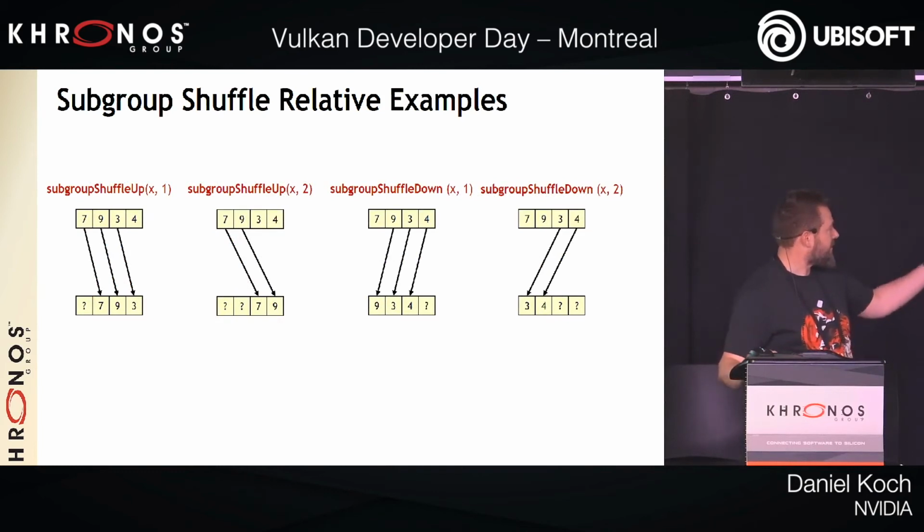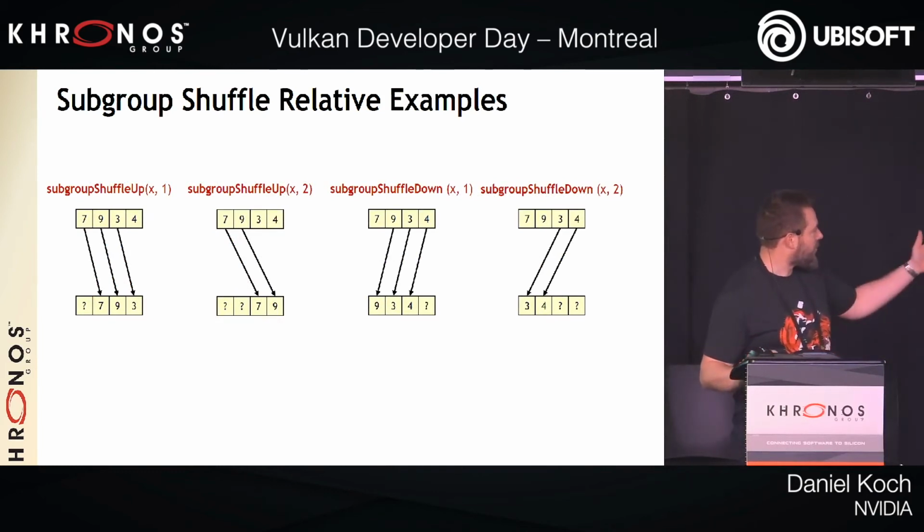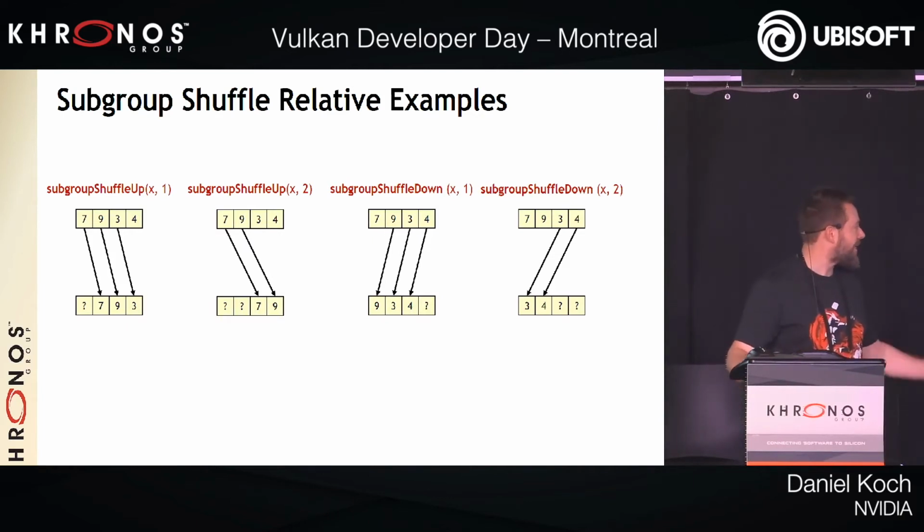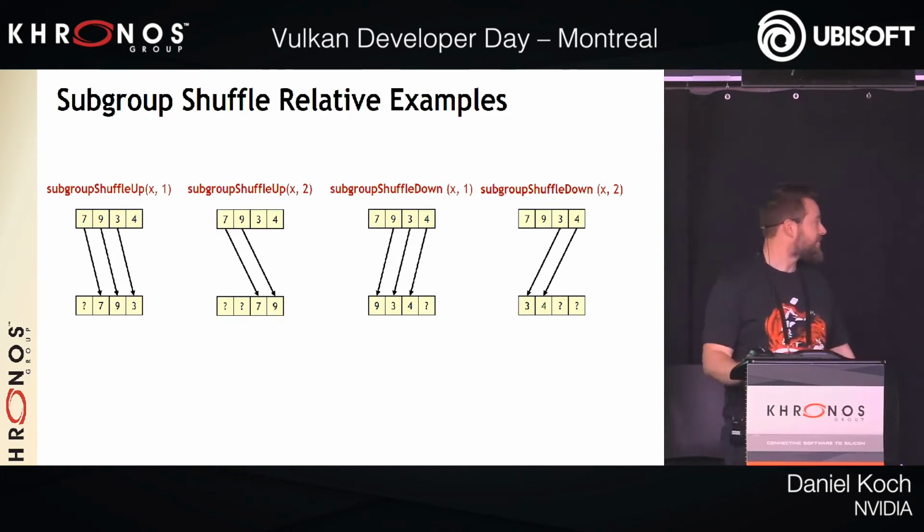An example here: if you shuffle up 1, each piece of data moves up to the next higher thread, and you're left with an undefined value on the bottom one. There are algorithms where you don't care about that one anymore, for example. Shuffle up 2, everything moves over 2. Shuffle down is similar.